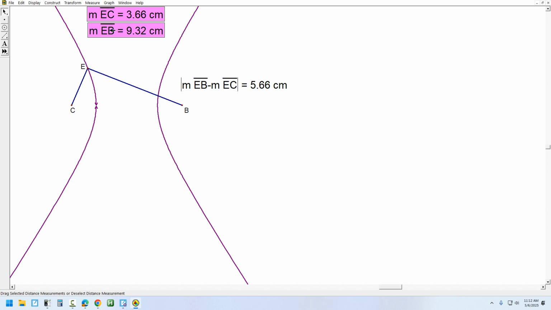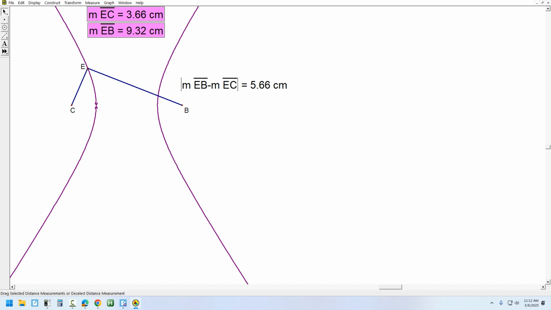Okay, that's the distance from that point straight to the first focus and to the second focus. As I move it, the two boxes in pink are going to change, but the difference between the two is always going to be 5.66. Well, the absolute value of the difference.